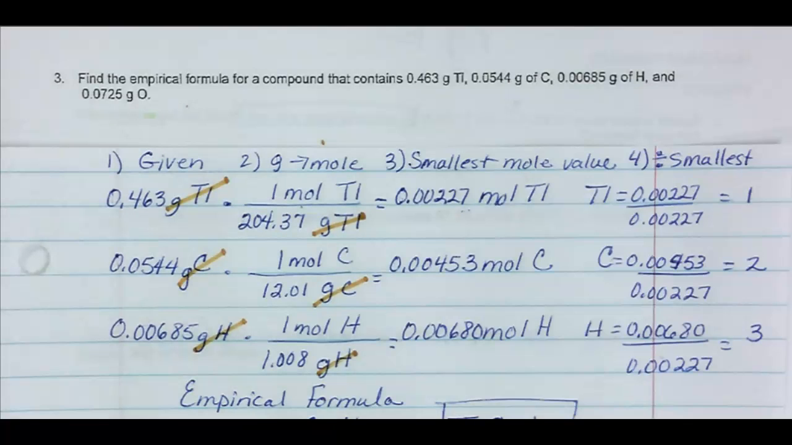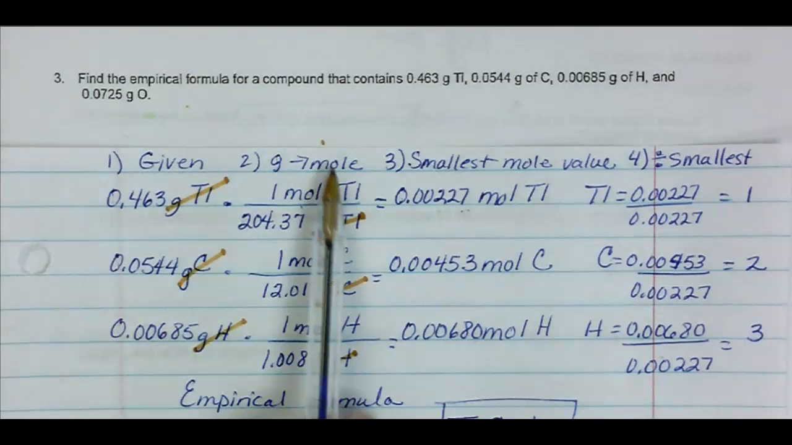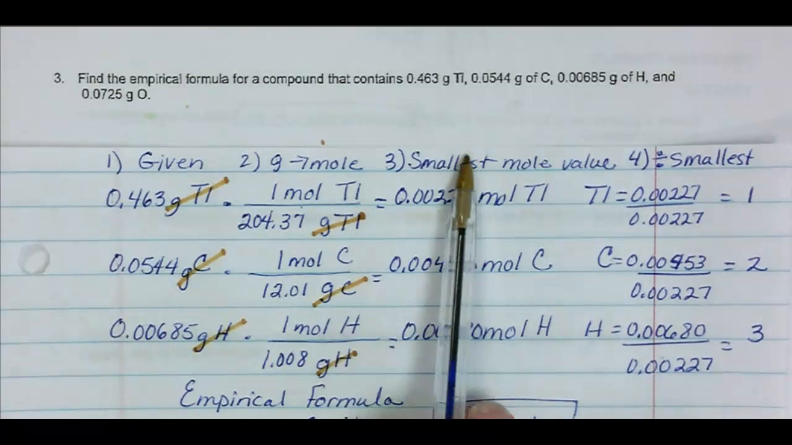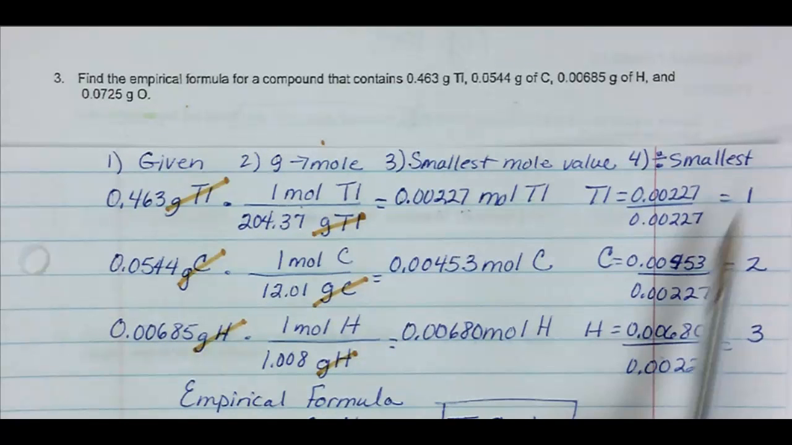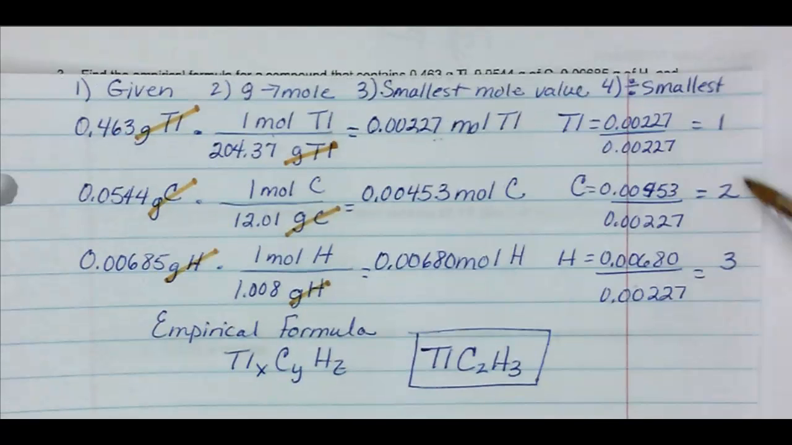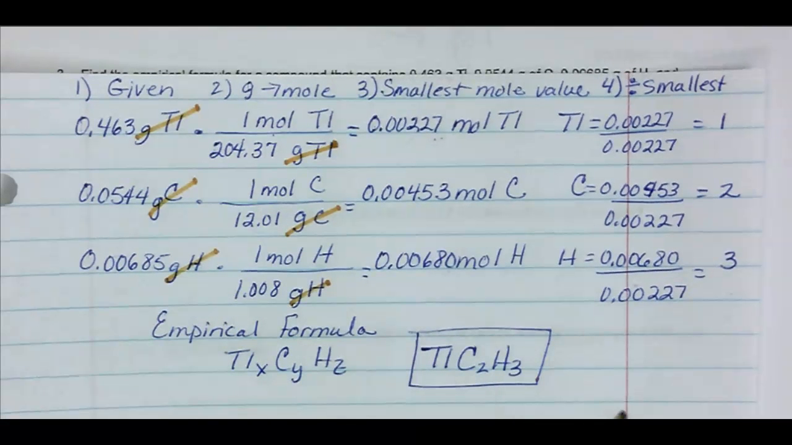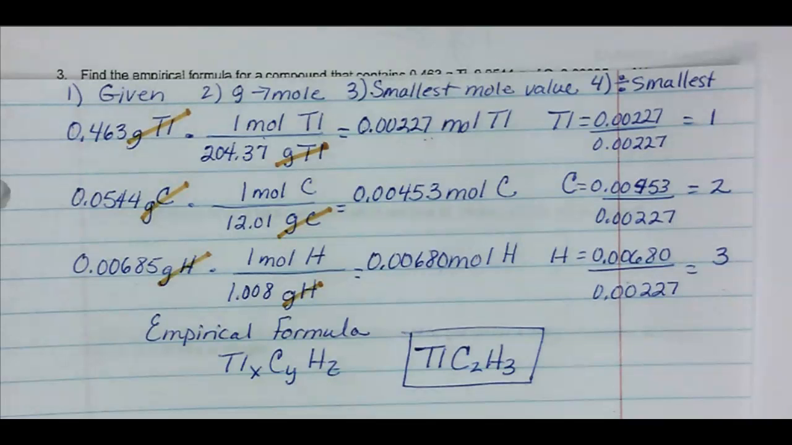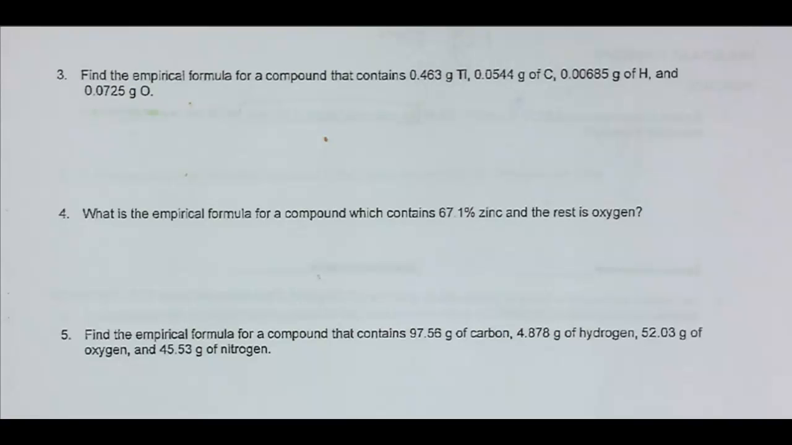Okay, so again, there's my steps. The given, the gram to mole conversion, identifying the smallest, and then dividing each by the smallest. We get our ratio numbers, and then our ratio numbers become our subscripts. Okay, so that is problem number 3. So let's go on to problem number 5.